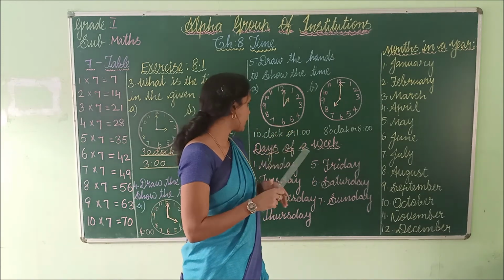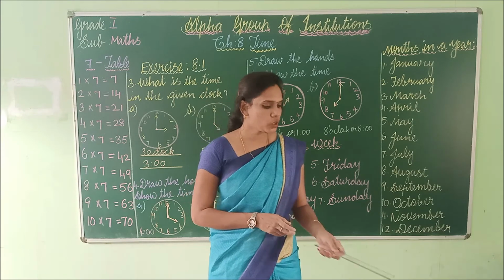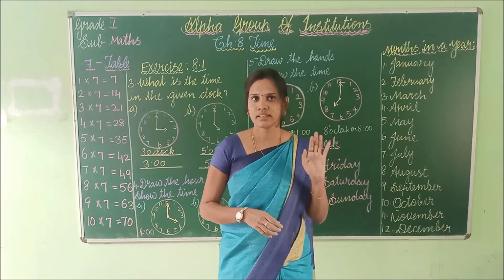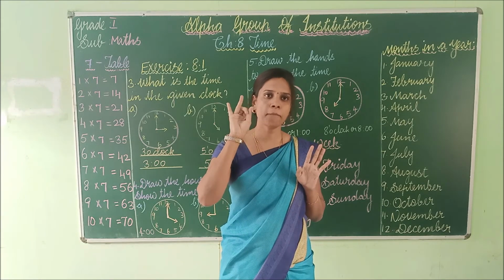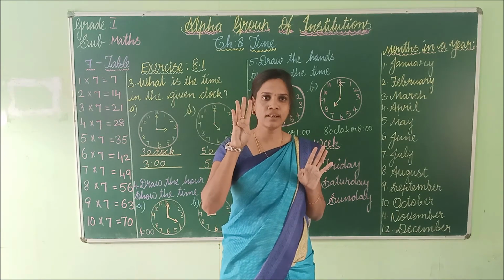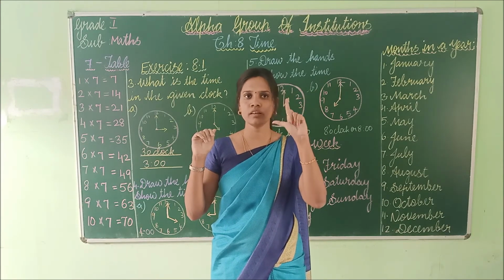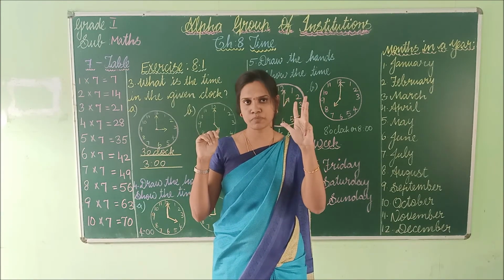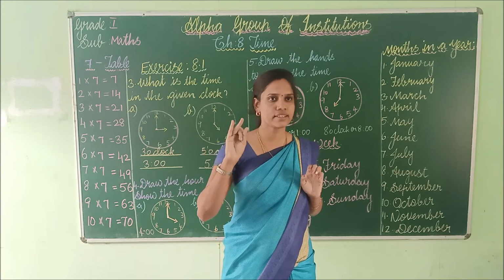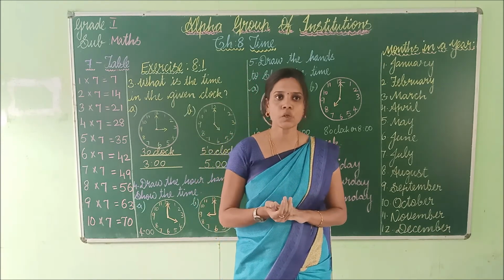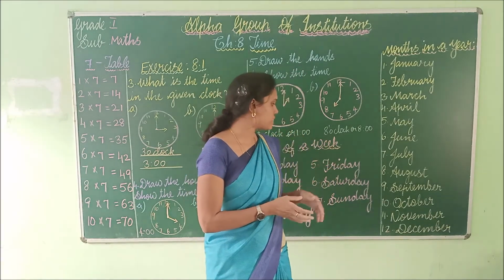And what have we seen? Months. How many months in a year? There are 12 months. What are they? Say it with me. January, February, March, April, May, June, July, August, September, October, November and December. So totally 12 months in a year.